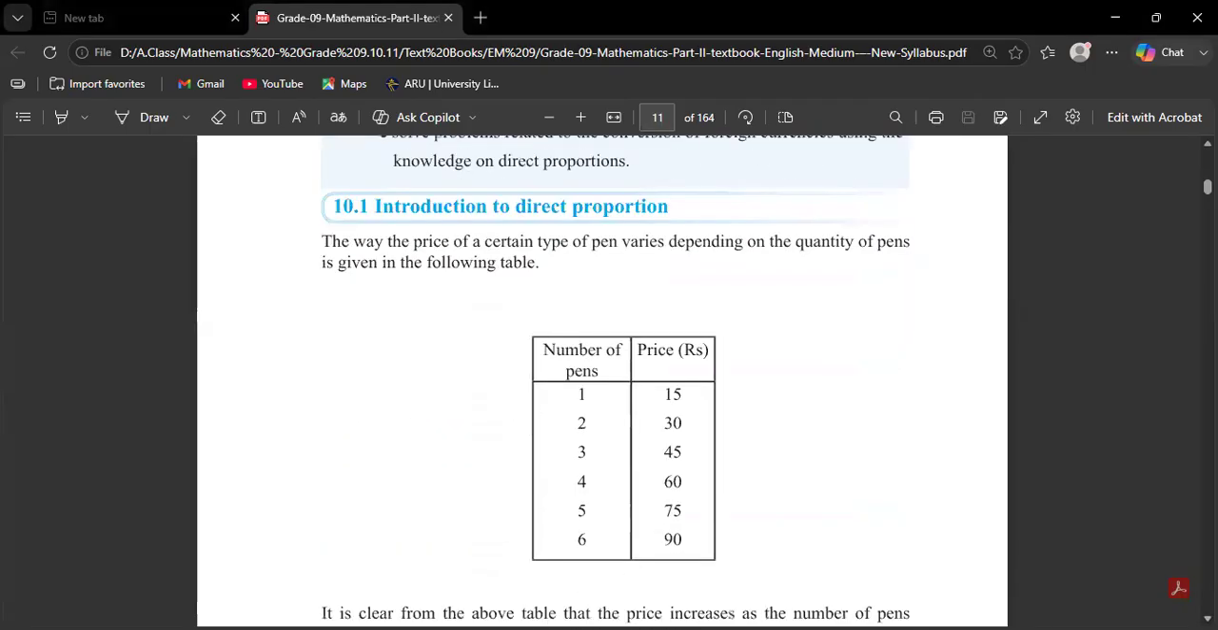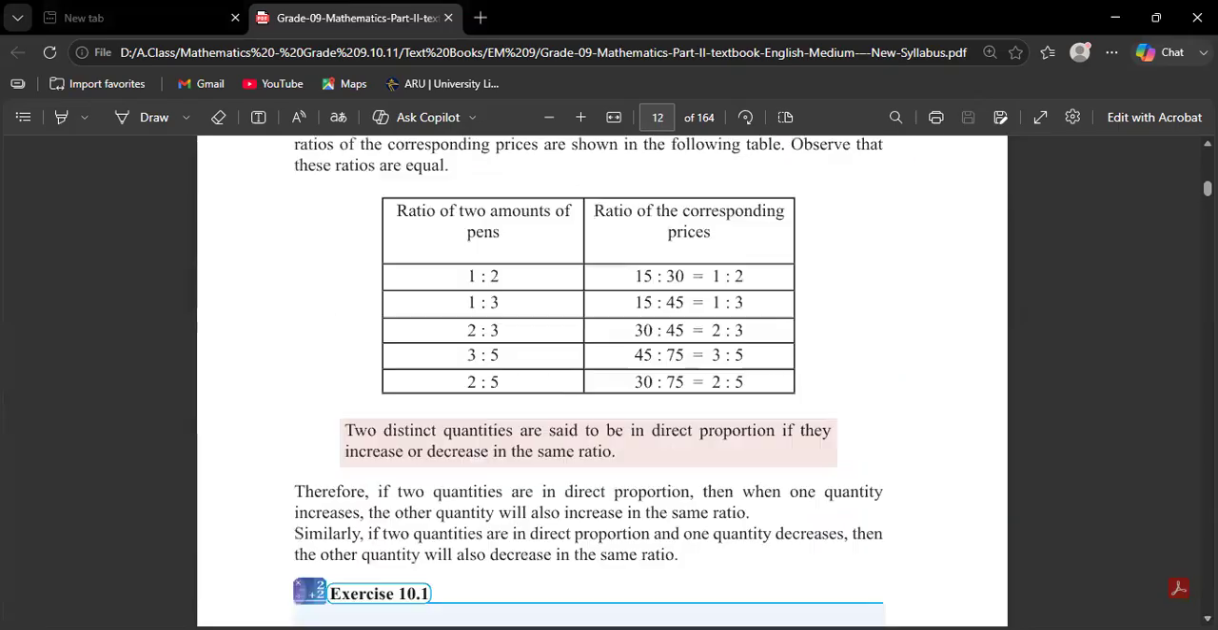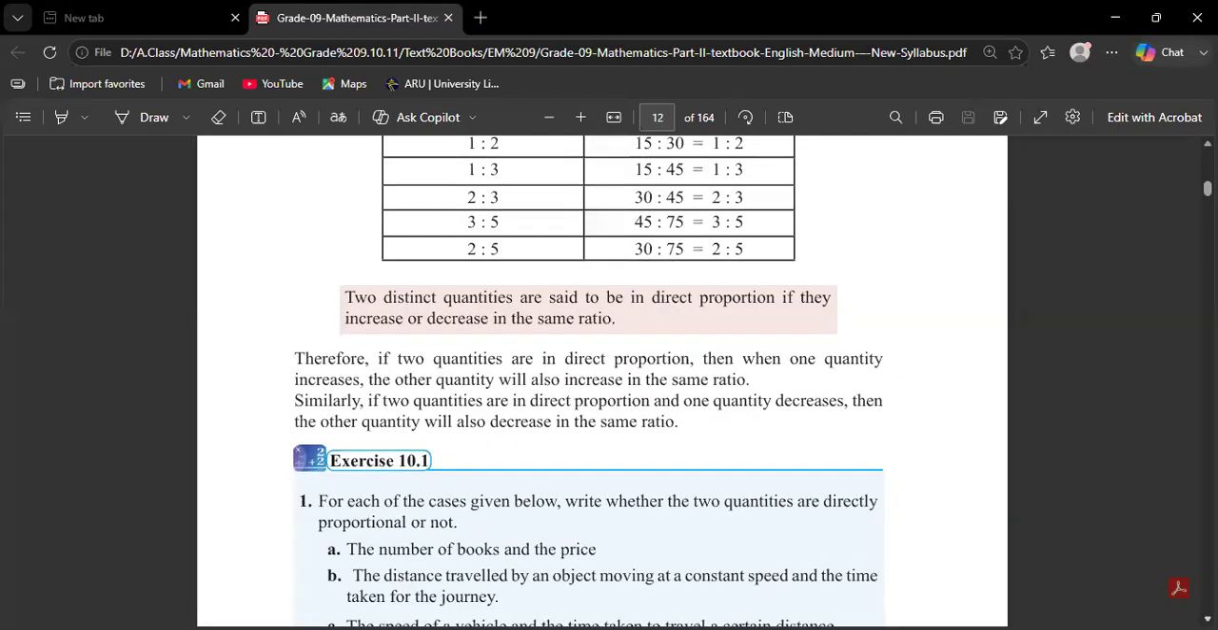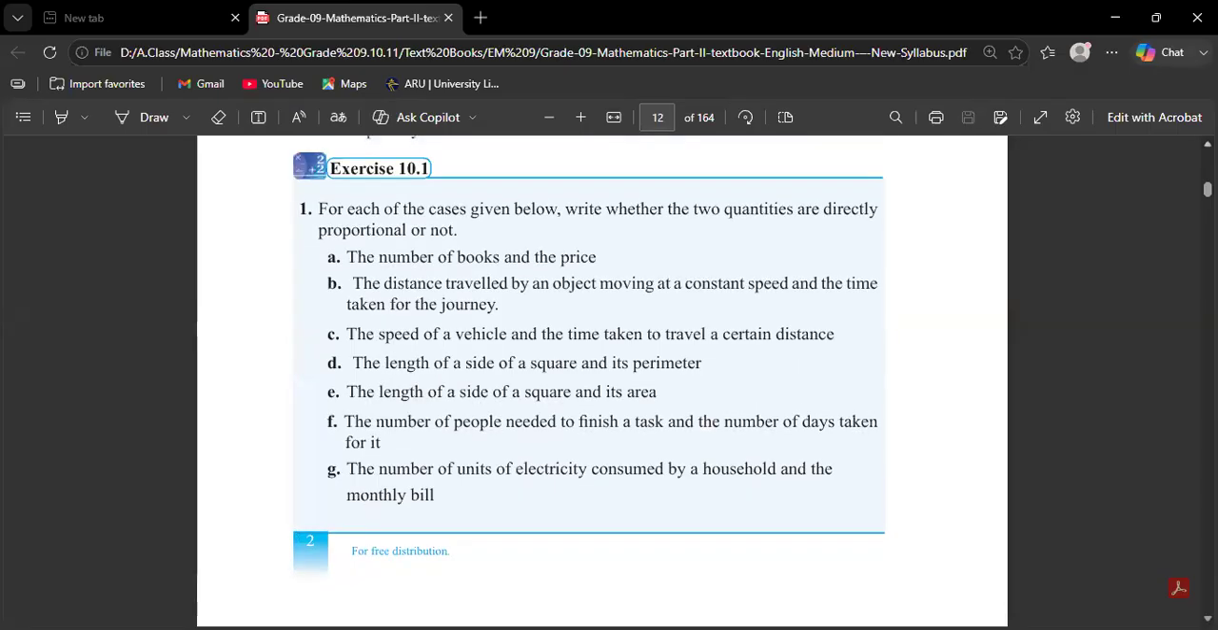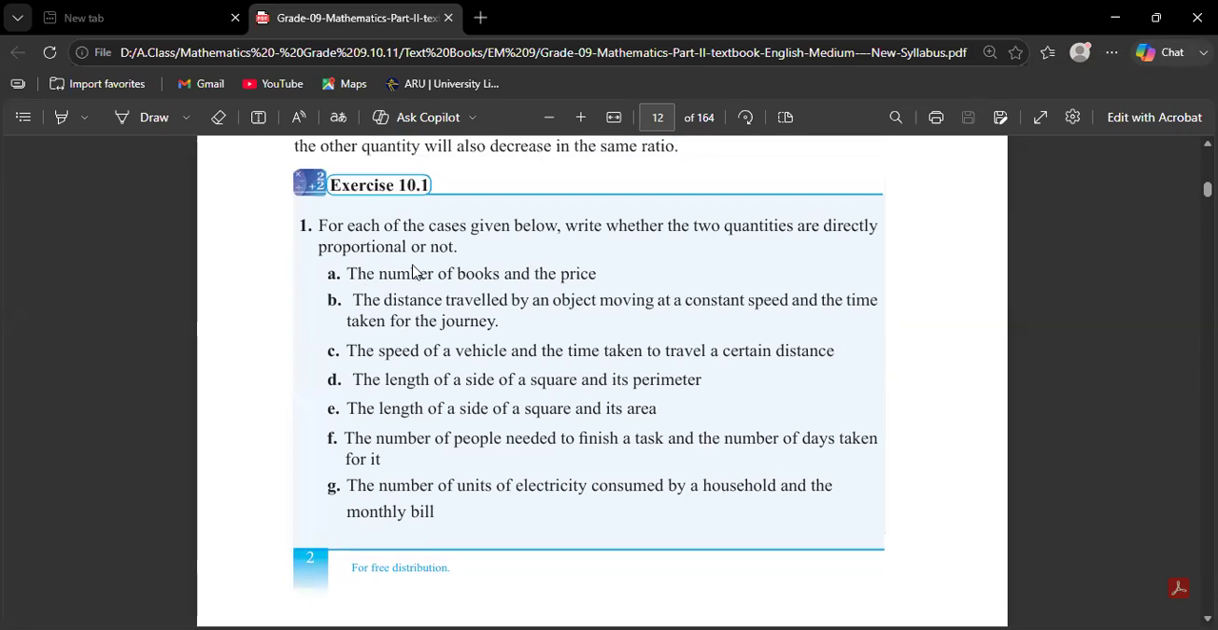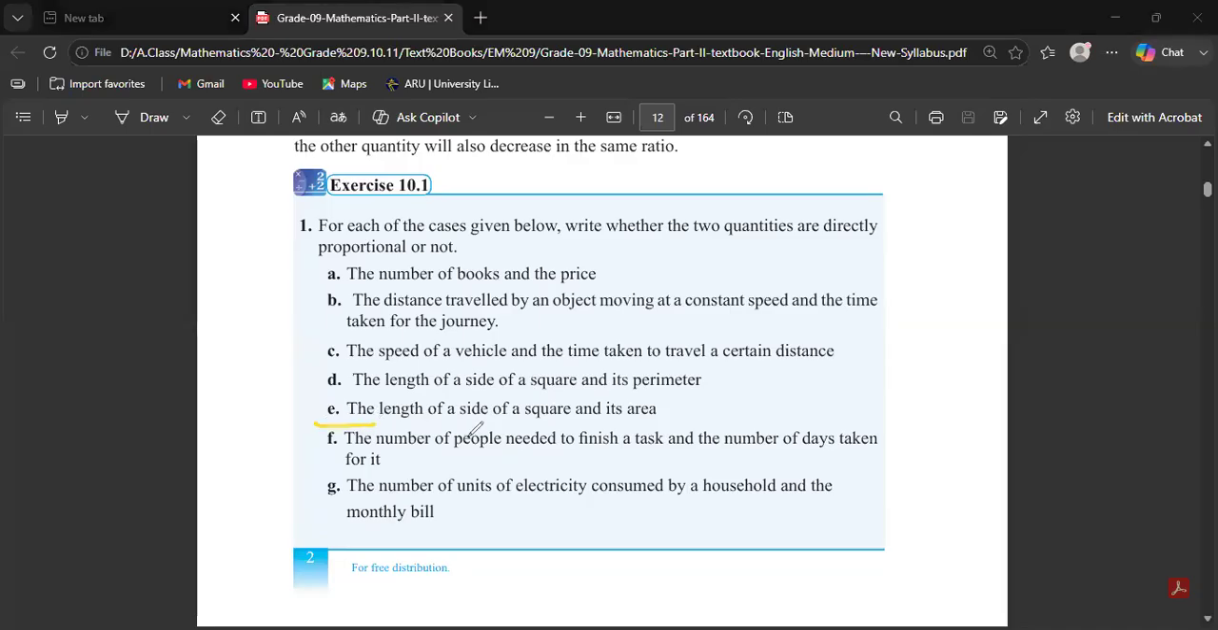Okay, so introduction. Last week we discussed some parts. Can you remember the thing for each of these cases given below? We talked about these things last week. The number of books and price. The length of a side of a square and its area. Can you remember this one? Last week we discussed this. The length of a side of a square and its area. What do you think?